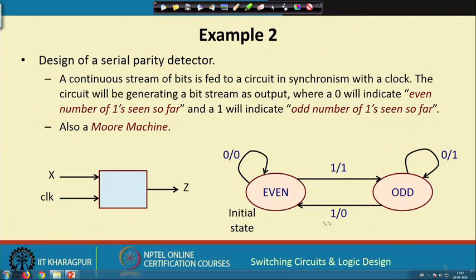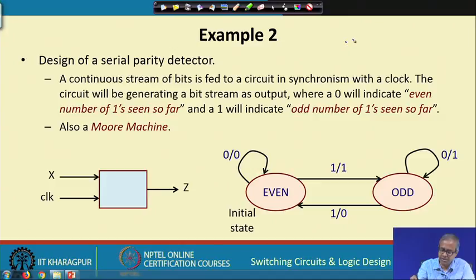This you can represent by a single bit in 2 states. Let us name the 2 states as even and odd. So, the corresponding state transition diagram will look like this: even, odd. Let us say even is the initial state. So, if a 0 comes, you remain in the even state, the output is 0, but now if a 1 comes, you go to the odd state with an output of 1, and while in the odd state, if a 0 comes, you remain odd, output 1, and if a 1 comes, you go back to even with a 0, right.